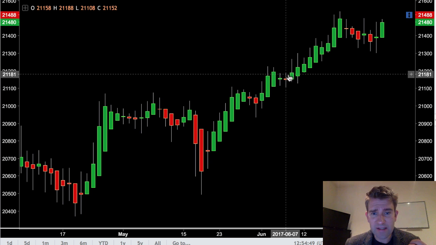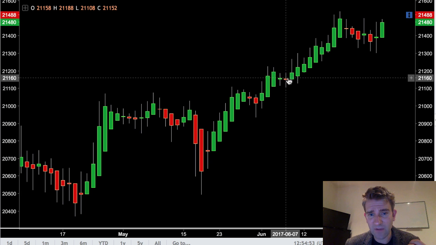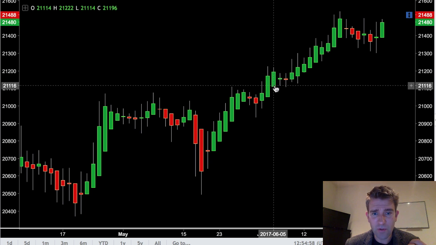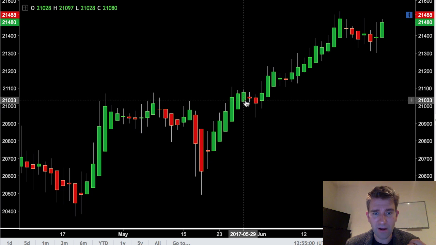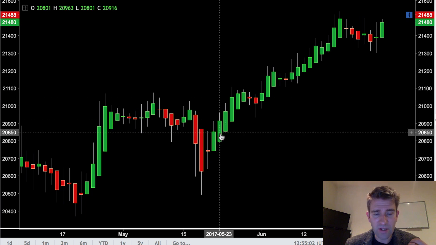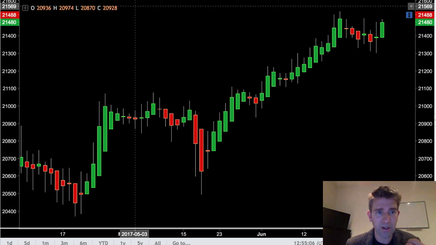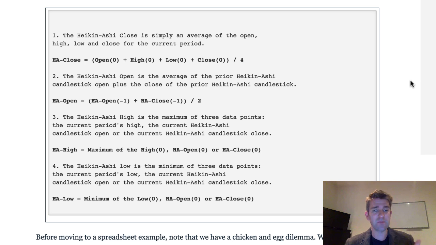So there's the close of that candle and the open of this candle here. I'm just looking at the green one, if you can see it. So the open's in the middle. The open's always in the middle of the prior candle. When we've got a trend like this, every time we open, it's right in the middle of the body of the candle. So that makes sense. Okay, let's move on.